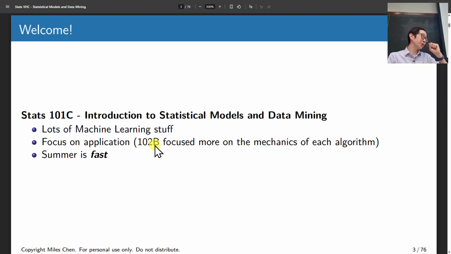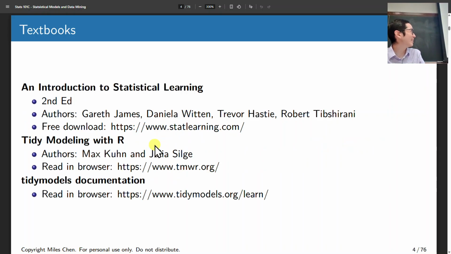And 6 weeks goes fast. Like you thought the quarter system was fast, the summer session of 6 weeks is even faster. And it's tough.